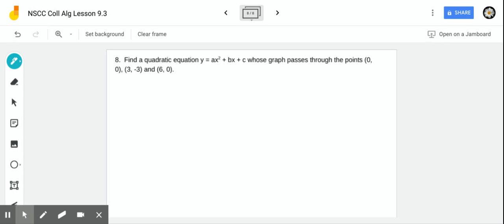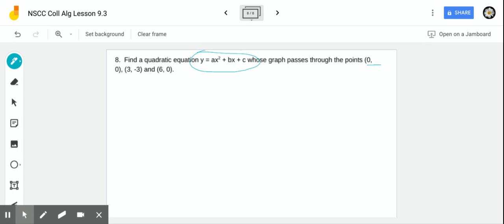For our last problem, we want to find the quadratic equation whose graph passes through these 3 points. And we are given the standard form of the equation. This problem actually looks a lot like the last one we did. Our goal is to find A, B, and C.